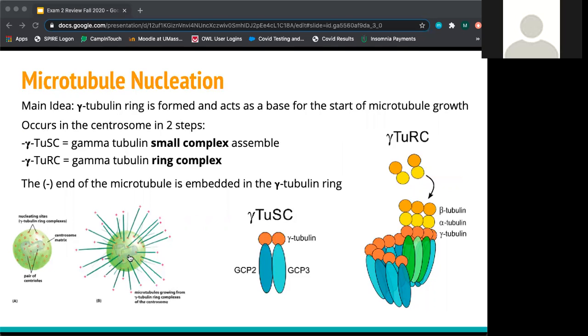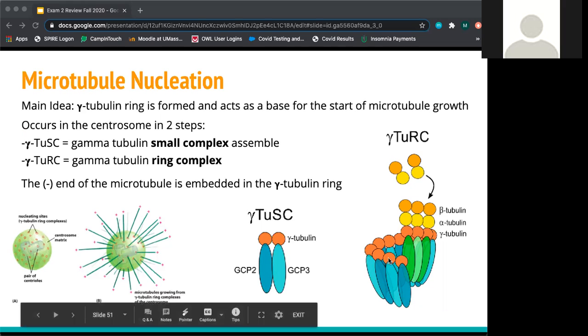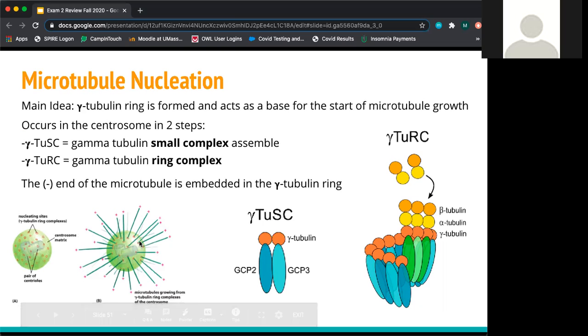Now we're going to talk about nucleation. The main idea of nucleation is that the gamma tubulin ring is formed and acts as a base for the start of microtubule growth. This occurs in the centrosome in 2 steps: the gamma tubulin small complex assembles, and then the gamma tubulin ring complex. The negative end of the microtubule is embedded in the gamma tubulin ring, as you can see at the bottom here, these little red things right here.